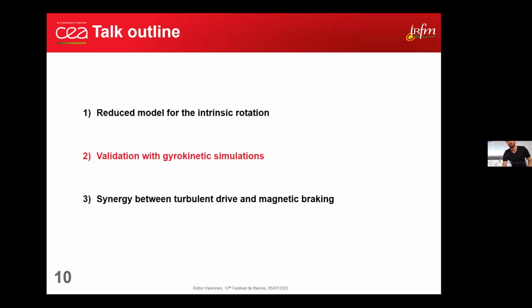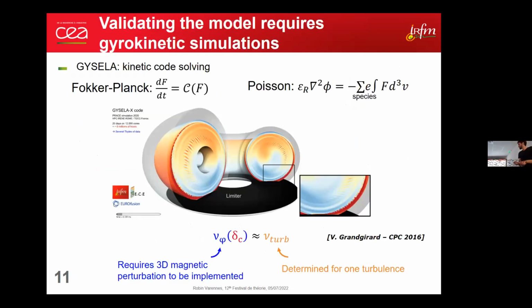So now I'll talk about how we validate it with a gyrokinetic simulation. For this, we used the code Gysela, which is a kinetic code that solves two equations. The first one is the Fokker-Planck equation, which makes the distribution function evolve in time and which depends on some collision operator. And there is also the Poisson equation, which self-consistently makes the electrostatic field evolve.